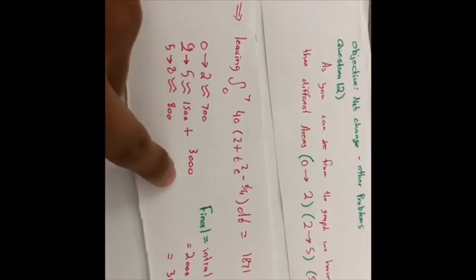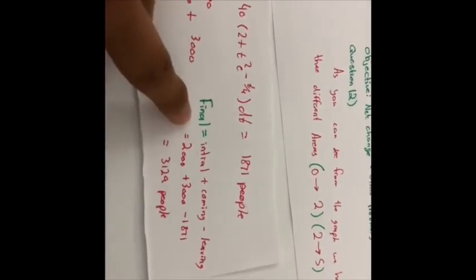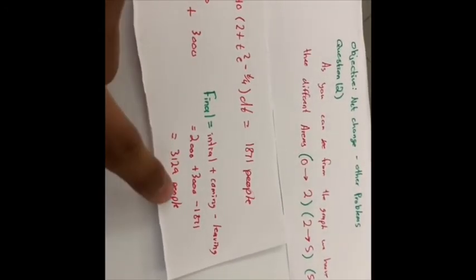From 0 to 2, 700 people. From 2 to 5, 1,500. From 5 to 8, 800. We add them all together, we end up with 5,000. Then the final count: the initial, which is given in the question, 2,000, plus the coming, which you got from here, 3,000, minus the leaving, which you got from the integration of this function, which is 3,129 people.